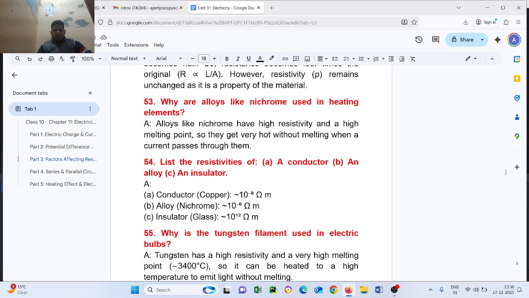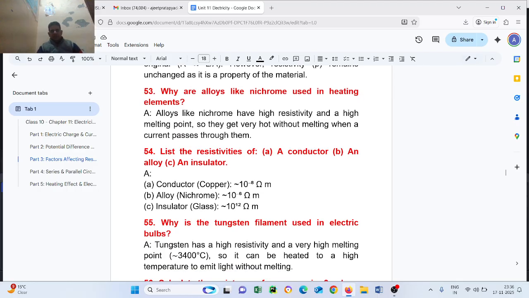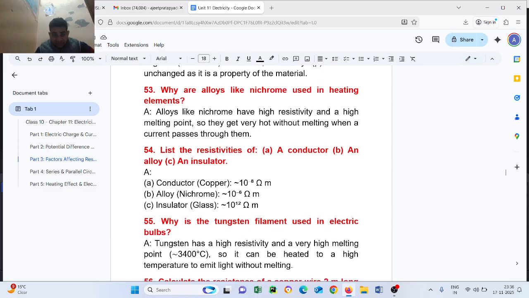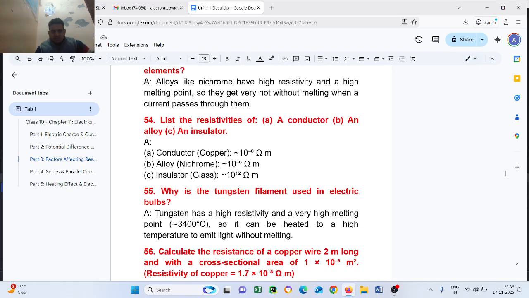Question number 54. List the resistivity of a conductor, an alloy and an insulator. Conductor copper: 10^-8 ohm meter. Alloy nichrome: 10^-6 ohm meter. Insulator glass: 10^12 ohm meter.